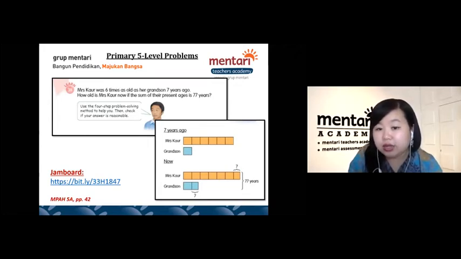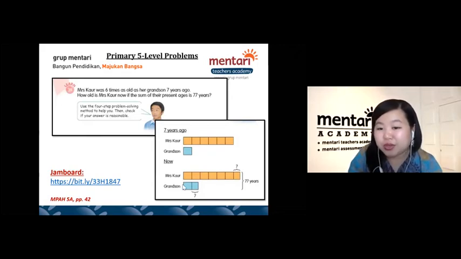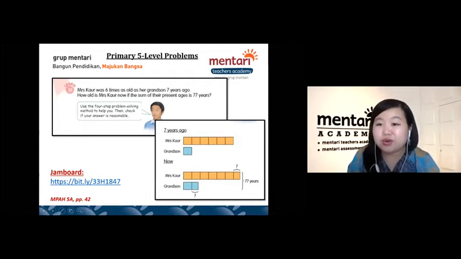And then here, I think the problem that I selected about age is because sometimes it's actually one of the difficulties, right? Because sometimes students do not realize when somebody gets older, the other person is getting older also. So this part right here where it shows 7 years later, of course, both Mrs. Kaur and the grandson are already 7 years older, right? And that is the part that sometimes students do not recognize. Sometimes they forget that it's happening simultaneously for both.